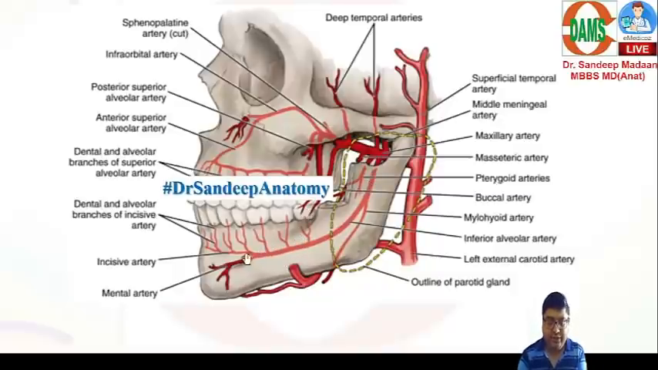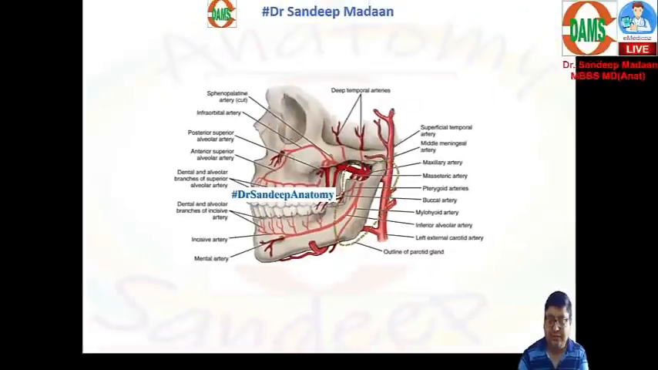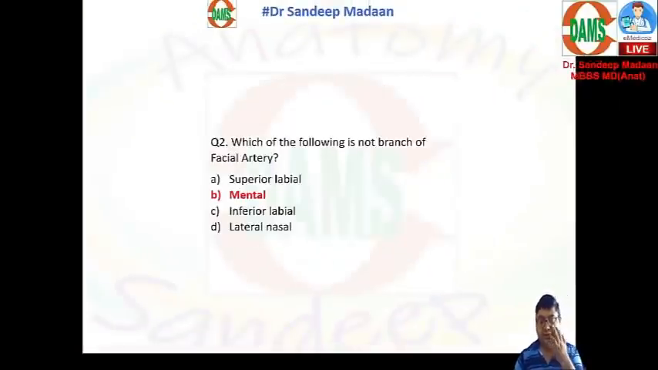Also, one of the branches here is the mental artery, which will come out of the mental foramen. So the mental artery is a branch of inferior alveolar artery. Inferior alveolar artery itself is a branch of the maxillary artery. Is that fine? So this is the distribution. Now we are in position to come to the question. Which of the following is not a branch of the facial artery? Superior labial is a branch, inferior labial is a branch, lateral nasal is a branch. So mental is definitely the answer, right?